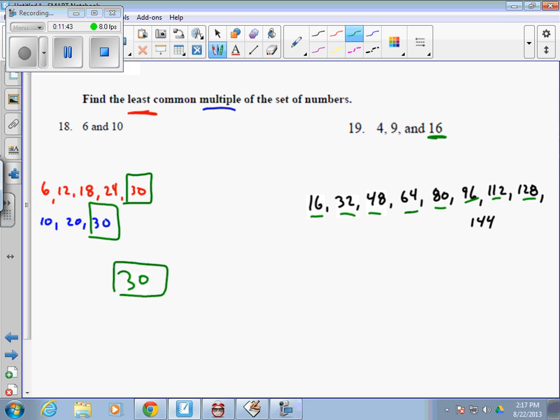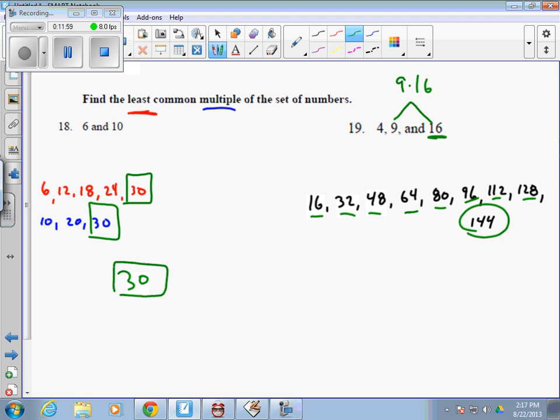9 times we get 16. In fact, it actually becomes 9 times 16, and that's another trick you can do. You could take two of the numbers you're looking at and just multiply them by each other, because you know it'll be a multiple of each of them if they're multiplying by each other.